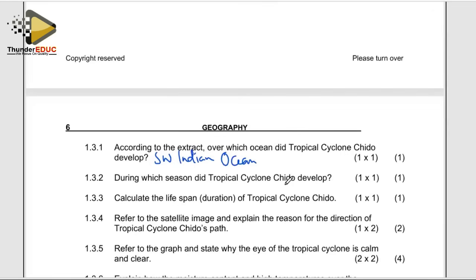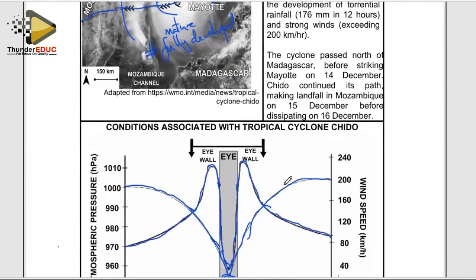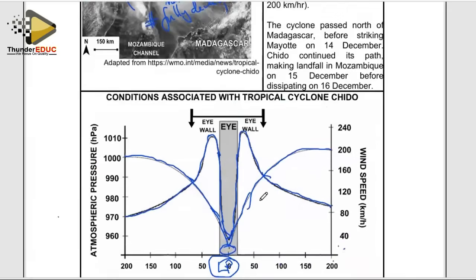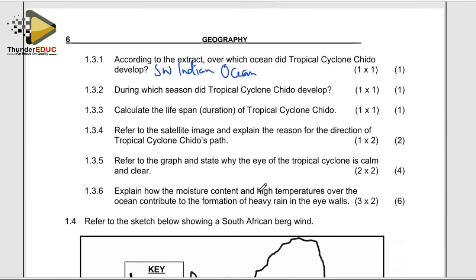During which season did tropical cyclone Chido develop? As a general understanding of tropical cyclones, you must keep in mind that tropical cyclones occur in summer, but most predominantly in late summer. But for the sake of this, it's specific. Let's check when it occurred. It says forming on 5 December. 5 December, which season is that? That is summer.